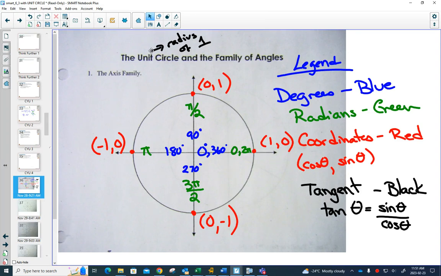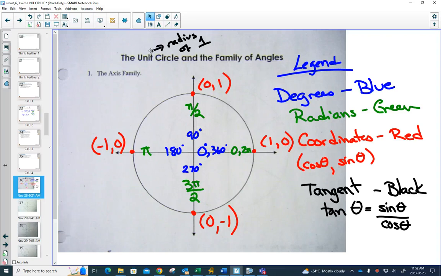With the labeling that we've done so far, we are now able to do mental math using the big idea for this unit for these angles. So remember, big idea number 1 is points on the unit circle are cos theta, sine theta. How do we use that big idea? Well, I'm going to ask you, what is sine of 90 degrees?